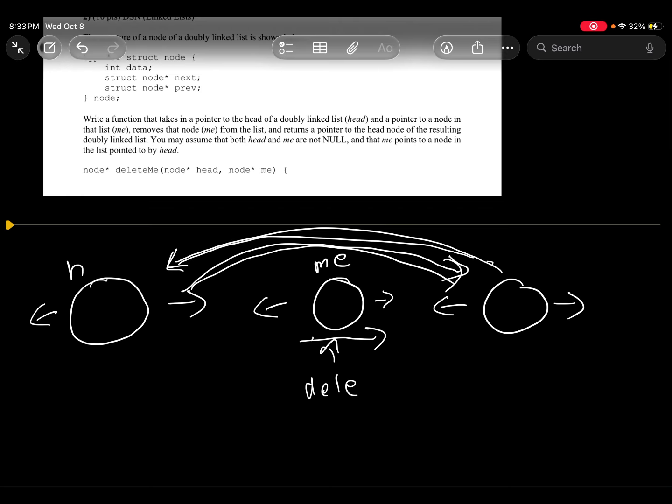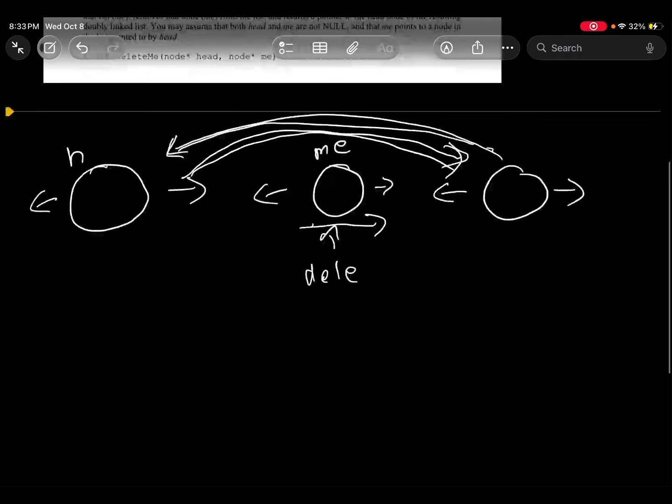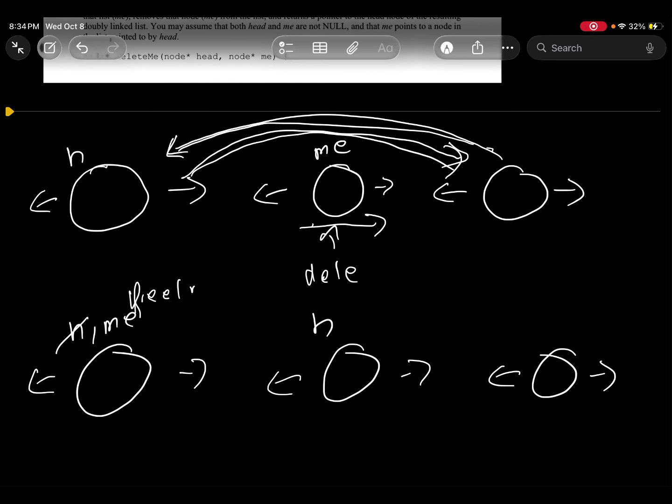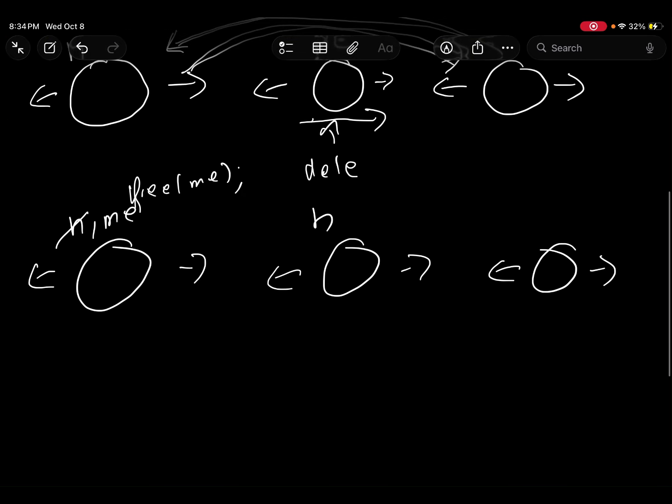Another case we have to check for is if me is essentially at the same position as the head. If it is, we can just move head by one, and then free our me pointer, right? So hopefully you were able to understand. When I code it up, I'll do one more example, but let me code it up first, right?